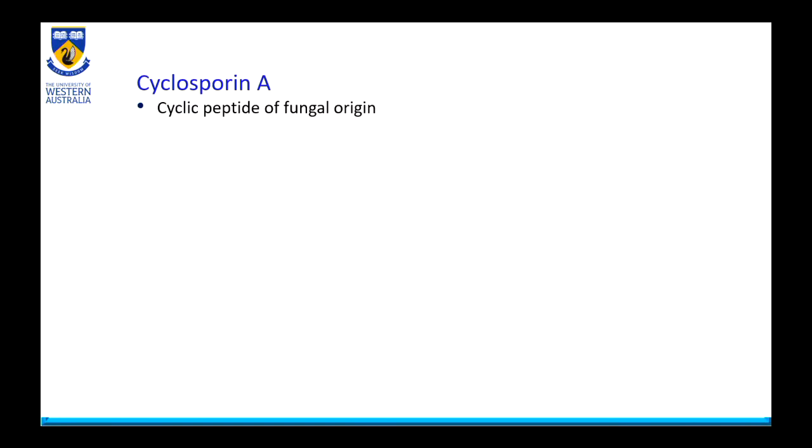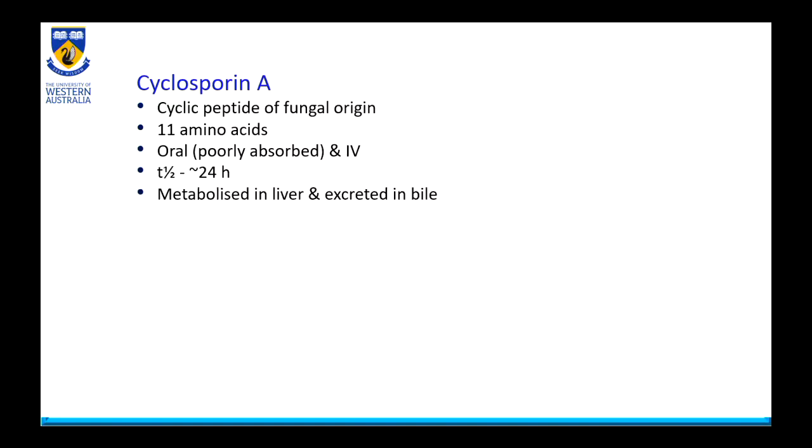So first of all, cyclosporin A. It's a cyclic peptide of fungal origin. It's really small, it's only 11 amino acids, but it can be given orally, but it's very poorly absorbed, so it's usually used intravenously. Its half-life is about 24 hours, and it's metabolized in the liver, and it's then excreted in the bile.